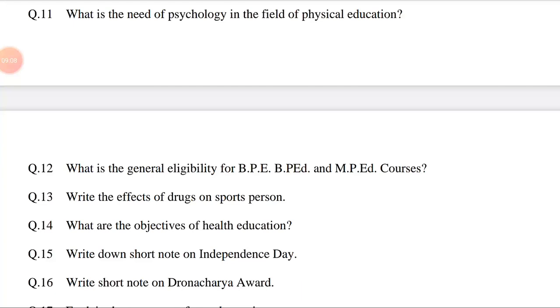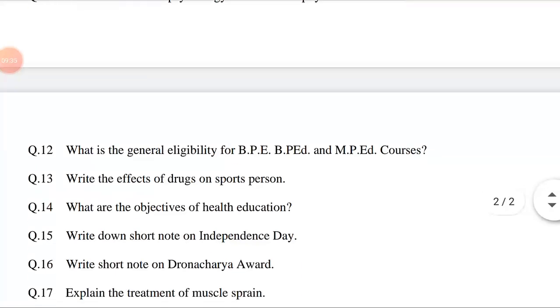The answer may be: write a few words about psychology, then write a few points about the need of psychology, such as first point, growth and development. Second, heredity. Third, environment. Fourth, emotions. Fifth, interest. Sixth, individual difference. Seventh, attitudes, etc.